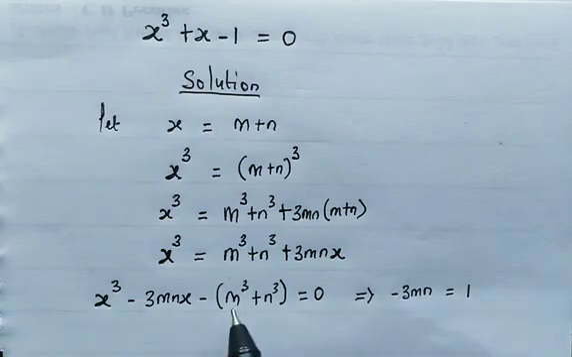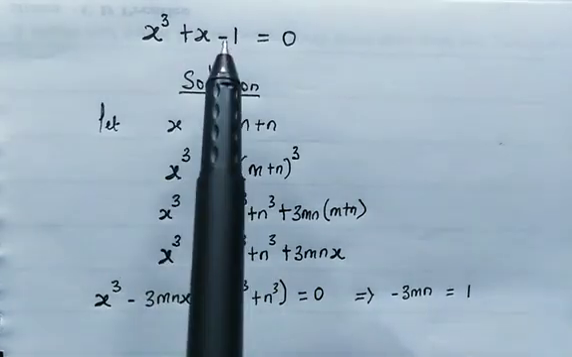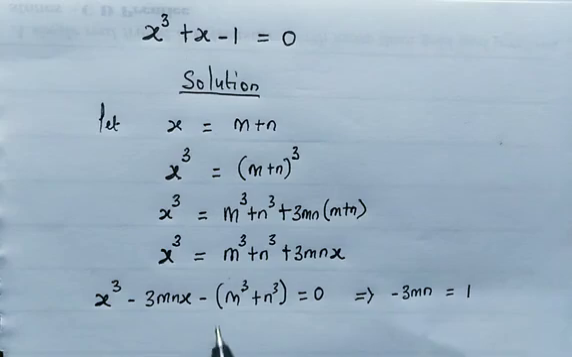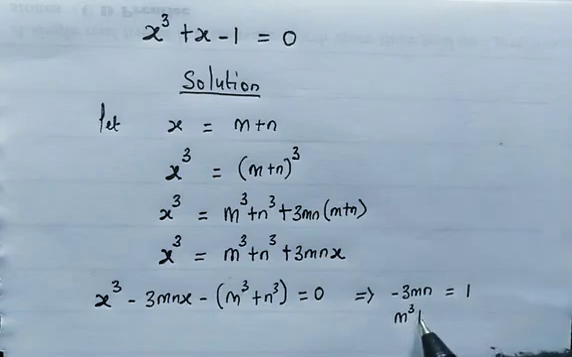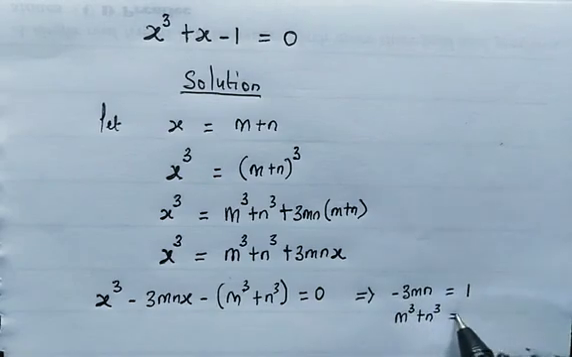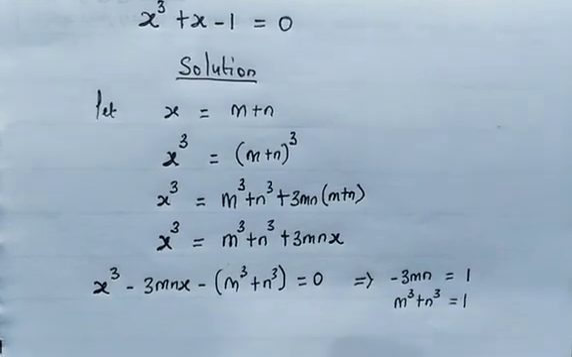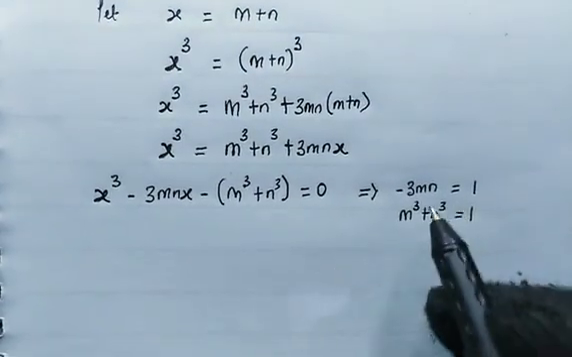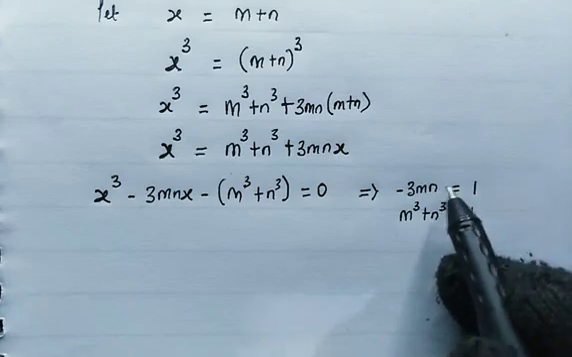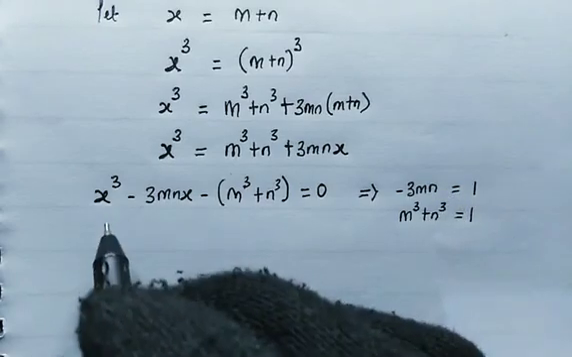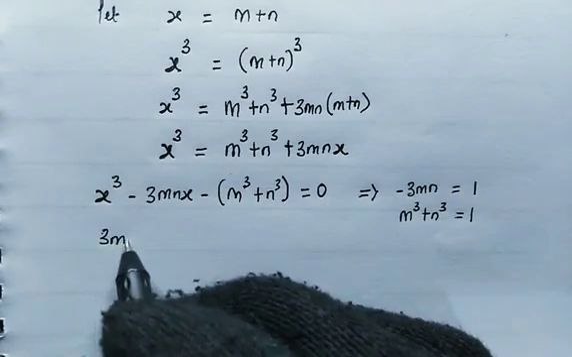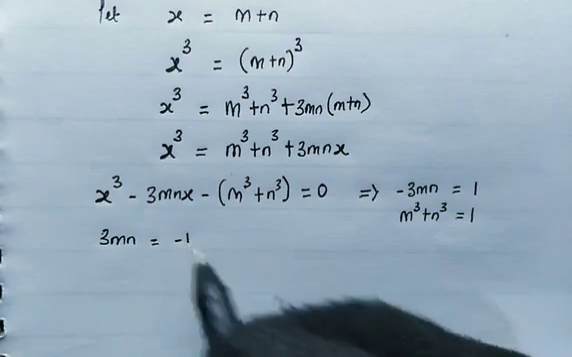Then let's go to the other term, which is the last term from the left hand side of this equation. We have a negative 1 and is a constant, and here m and n should be also constant, right? We have negative negative, so let's compare that m cubed plus n cubed must be equal to 1. Now, from the first equation right over here, we have 3mn equals negative 1, right?